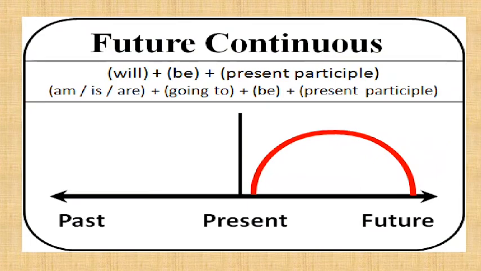Now, time to learn about the future continuous tense. The future continuous tense talks about an action which begins in the future, goes on for some time, and also ends in the future. So the timeline shows the continuity of the action. What is the structure for a future continuous tense? Will plus be plus the present participle, that means the verb in the ing form. Am, is, are plus going to plus be plus present participle.